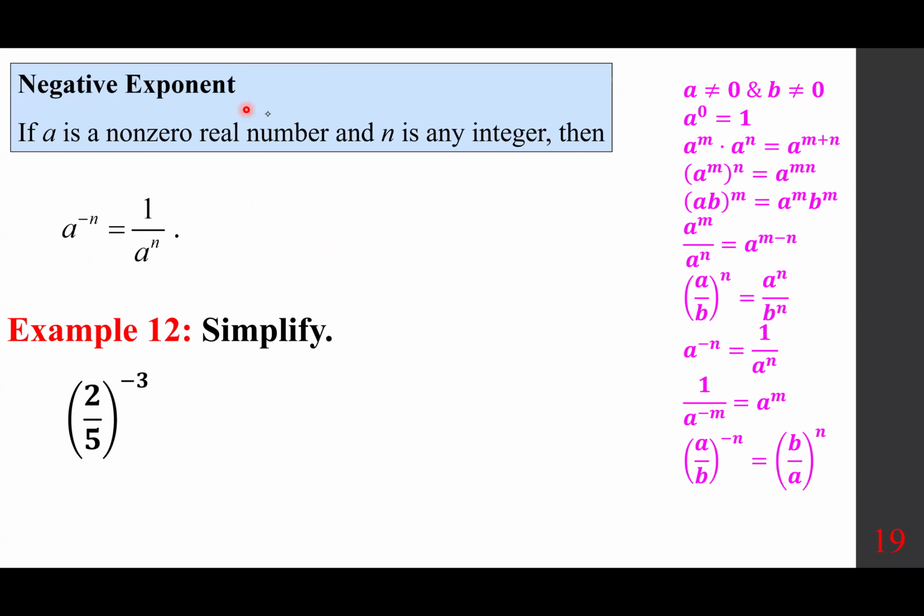Negative exponent: if a is a non-zero real number and n is any integer, a to the power of minus n is 1 over a to the power of n. These are various exponential forms discussed. So if you have 2 over 5 to the power of negative 3, the best course of action is to go with this. That means flip it over. 5 halves to the power of positive 3. Okay, so we are looking at this one, everybody. And 5 cubed is 125, 2 cubed is 8, and that is the final answer.